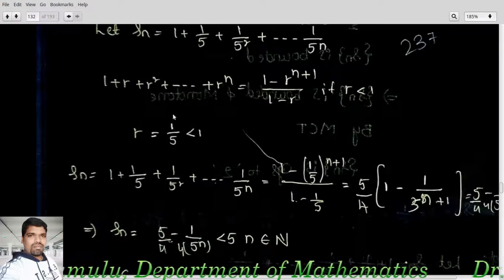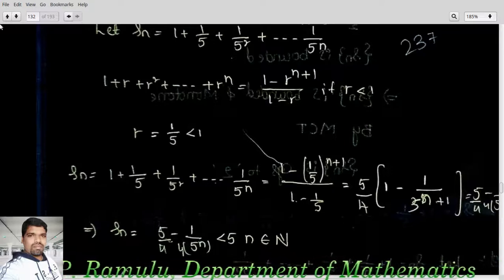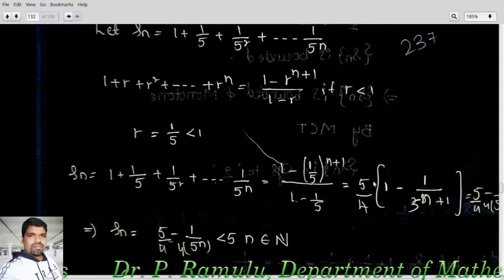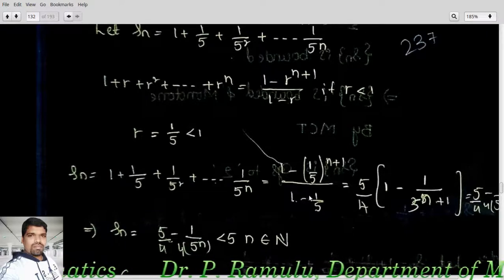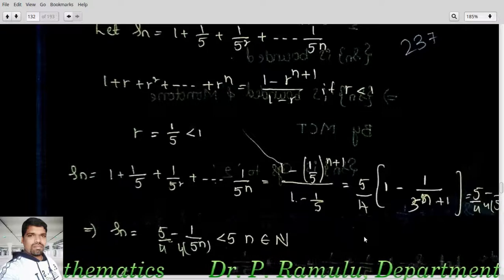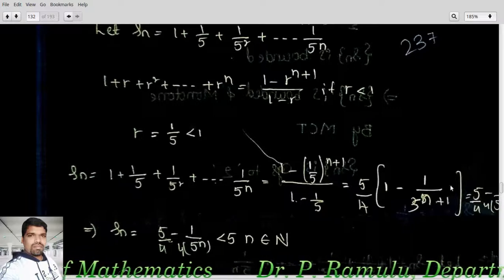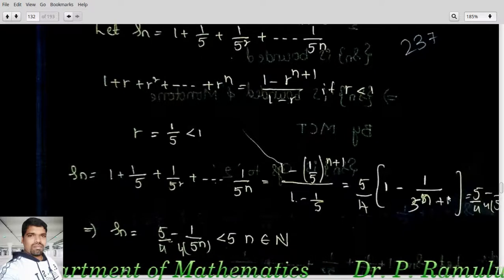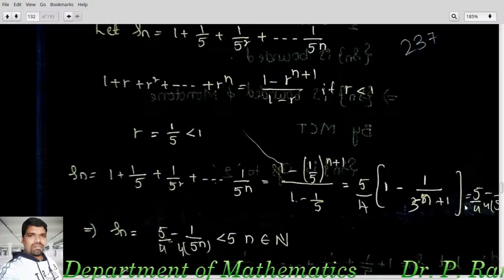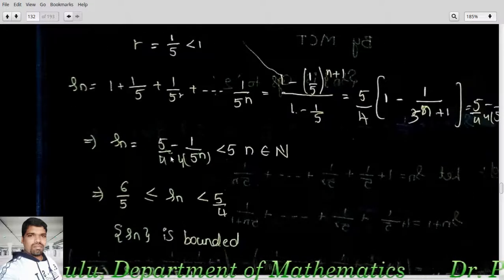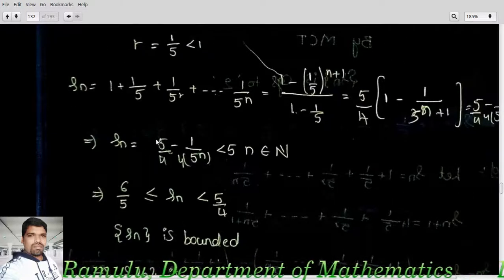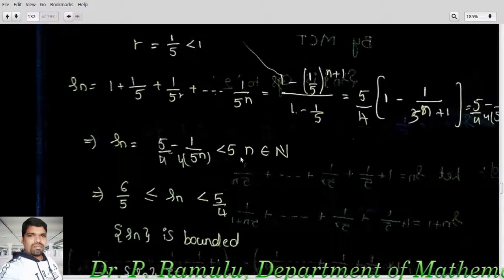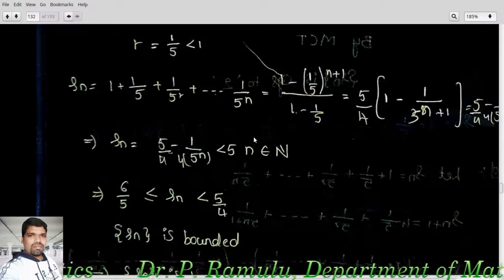Here, r equals 1 by 5, I am substituting: 1 plus 1 by 5 plus 1 by 5 square plus ... plus 1 by 5 power n equals 1 minus 1 by 5 whole power n plus 1 by 1 minus 1 by 5, that equals, here we will get 5 minus 1 equals 4, 4 by 5, that equals 5 by 4 times 1 minus 1 by 5 power n plus 1. If I multiply this, what do we get here? 5 by 4 minus 1 by 4 times 1 by 5 power n. So Sn equals 5 by 4 minus 1 by 4 times 1 by 5 power n, which is less than 5 by 4 for all n belongs to N.